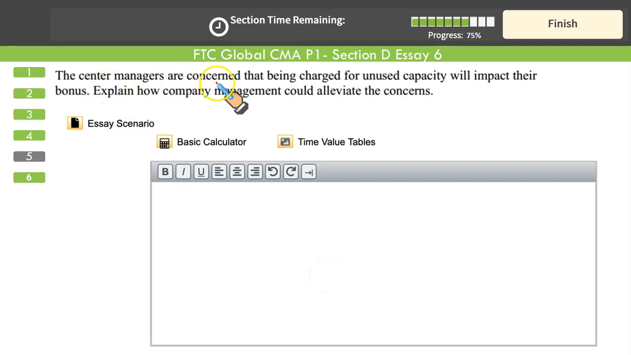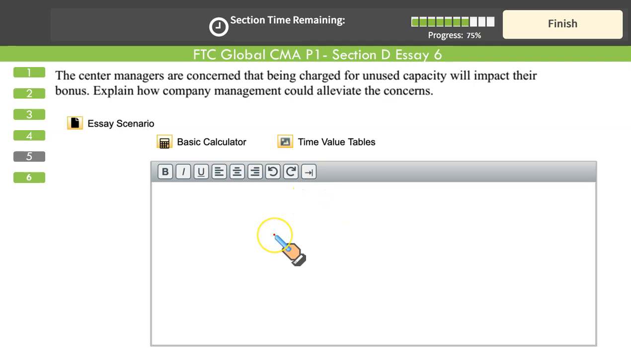The center managers are concerned that being charged for unused capacity, a valid point, will impact their bonus. Since a new machine is not fully utilized, unused capacity charged to these production departments will reduce their profitability, hence their bonuses. So they are concerned. Explain how company management could alleviate the concerns. What can the company do?